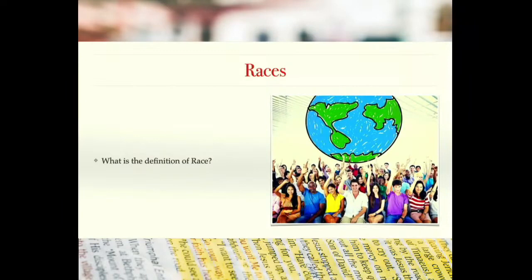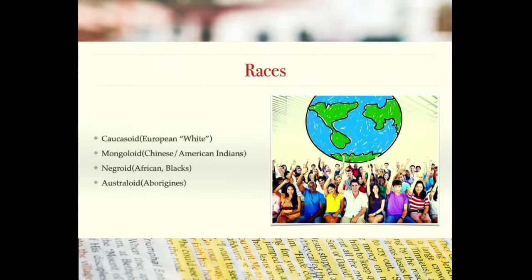So what is the definition of race? Well, race comes from the concept that we all evolved. And so they categorize people into four different types, I think they even have a fifth one, and they call these races. They say the Caucasoid, which is the European or white race, the Mongoloid, which is the Chinese and American Indians, the Negroid, which is the African and the blacks, and then the Australoid, which is the Aborigines.